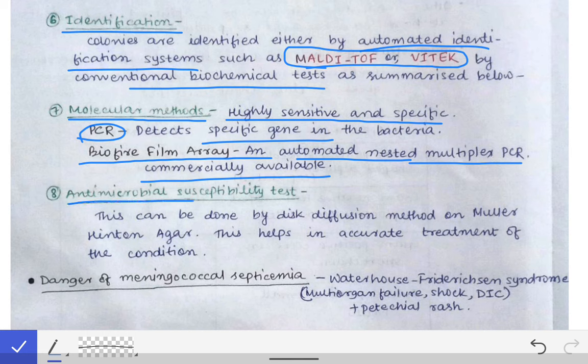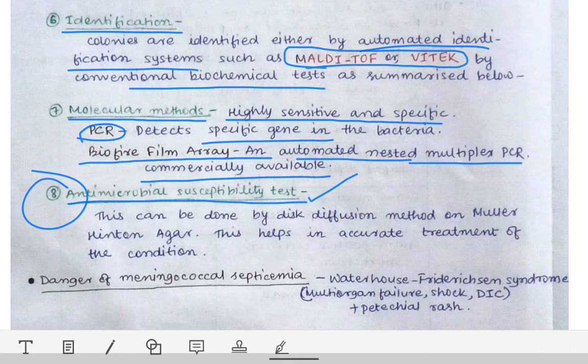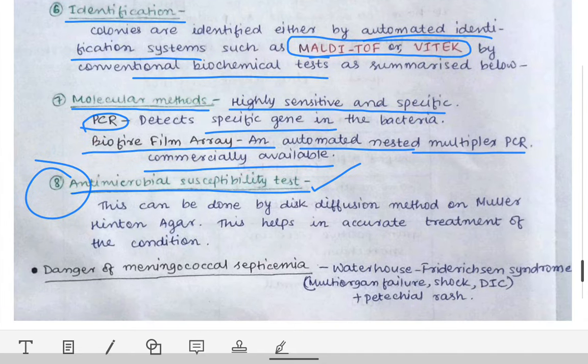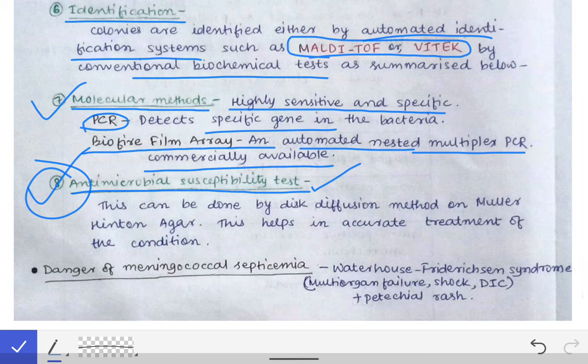Then we have antimicrobial susceptibility testing. This is the most ignored part by the students while writing the answers in microbiology. So you have to add this point at last. These points, molecular methods and antimicrobial susceptibility testing, can be added in the lab diagnosis of any bacteria or any case. So make sure to add these 2 points, molecular diagnosis and antimicrobial susceptibility testing, in all cases.